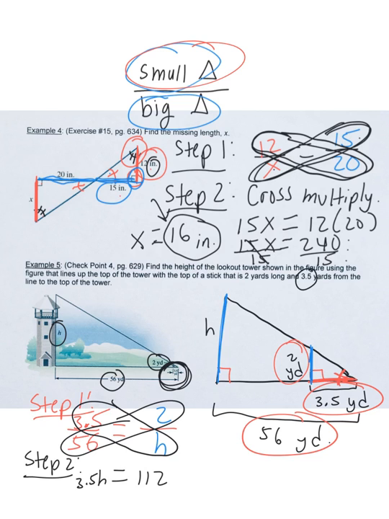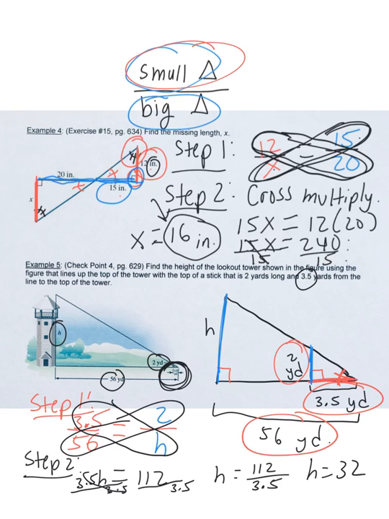Now, last step, to get h by itself, divide the 3.5 to the other side. Running out of room here on the slide, I apologize. But you're going to do 112 divided by 3.5. Let me rewrite that a little nicer. So 112, fraction bar for division, 3.5. And when you do that, you should be getting 32.